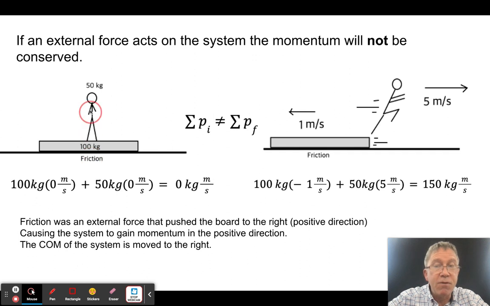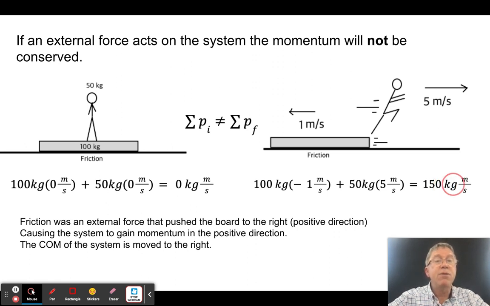Now there's friction. Before the guy runs and jumps, his momentum is 0 and his center of mass is here. As the person runs this way, what happens is this moves back slower. So this guy's able to move faster, farther. He has more time to do this. And what we find is that now this is going back at -1, and this person's going at +5. And now I went from 0 to 150 kilogram meters per second of momentum in a positive direction.